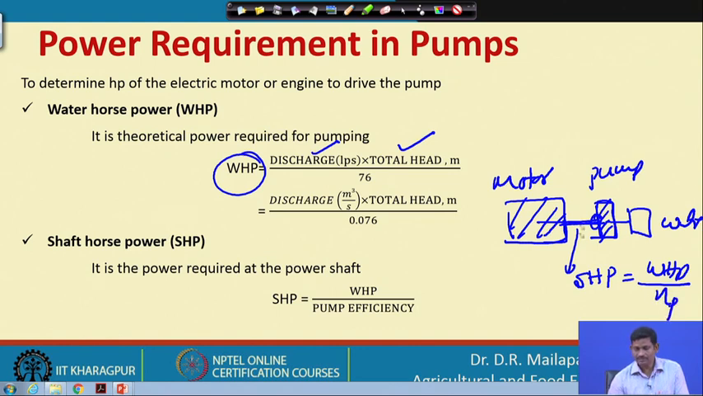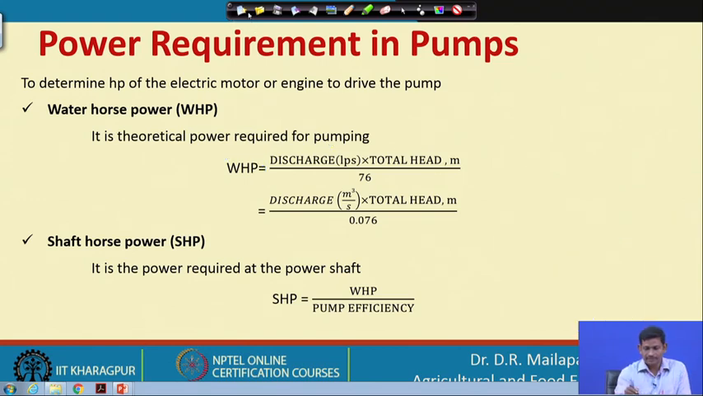So, how efficient is the pump? So, that will be shaft horsepower, and then the next is the brake horsepower, which is equal to shaft horsepower divided by efficiency of the drive. Okay. So, let us see that.